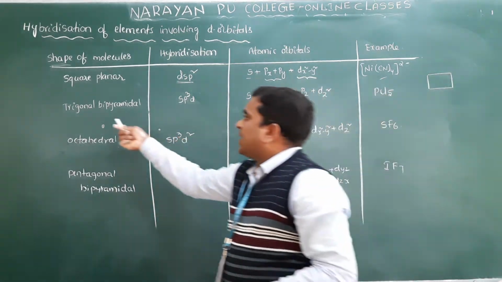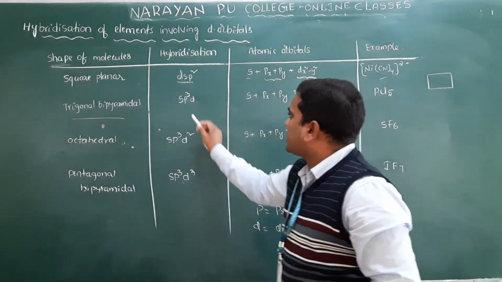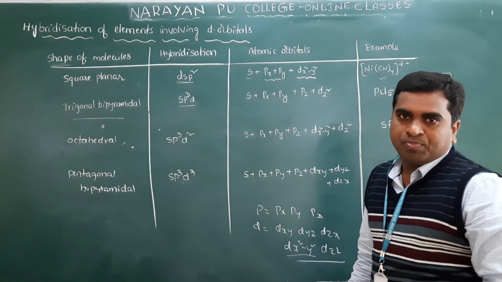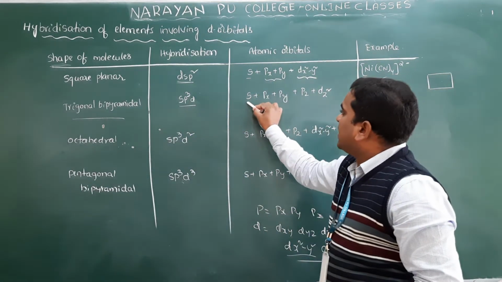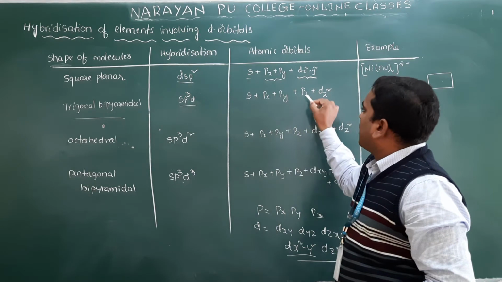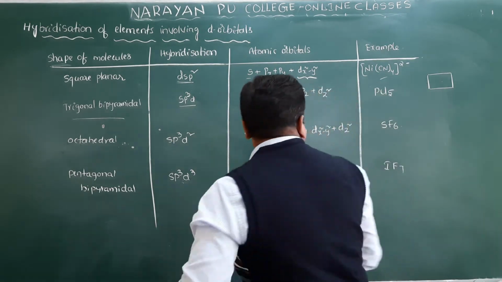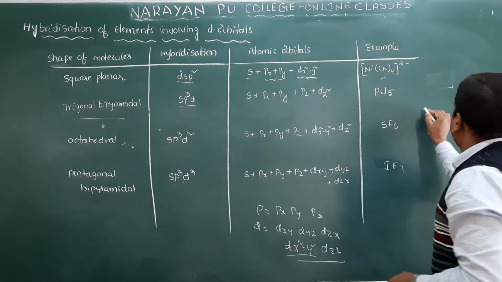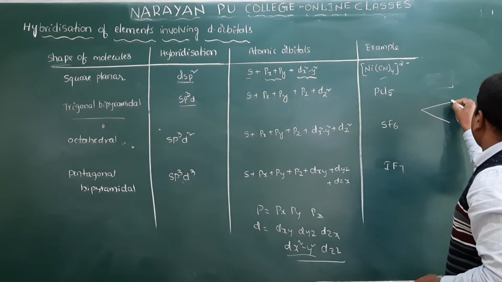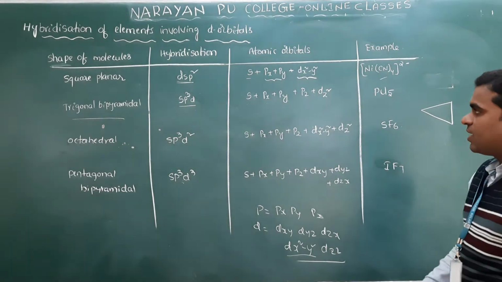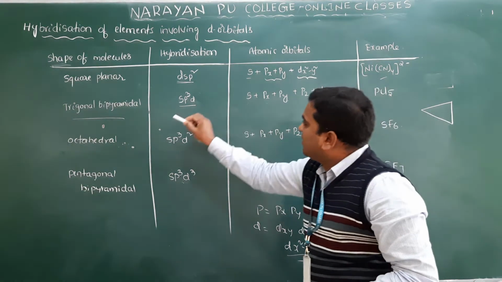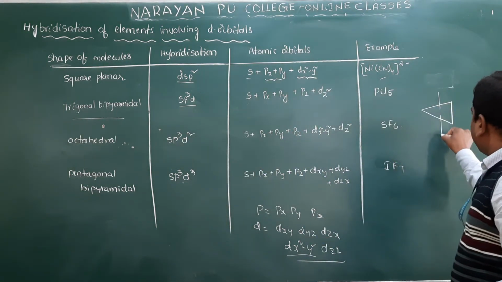Clear? Next one, trigonal bipyramidal. What is the hybridization? sp3d. Clear? So all the p orbitals, px, py, pz, are involved. Then which d orbital is involved? You know that in this one, trigonal bipyramidal, two pyramids will be there.